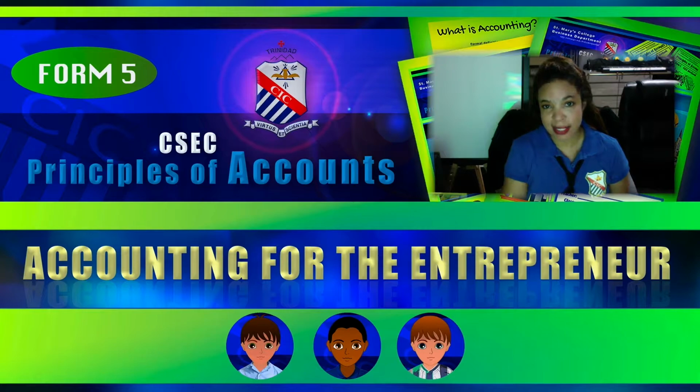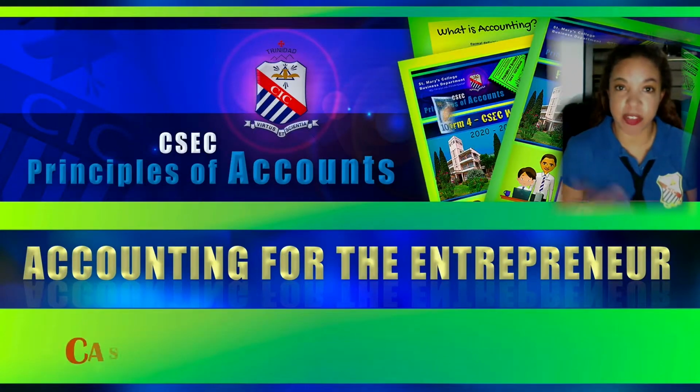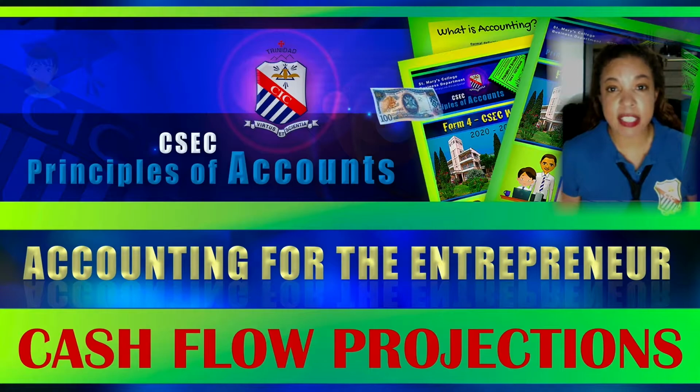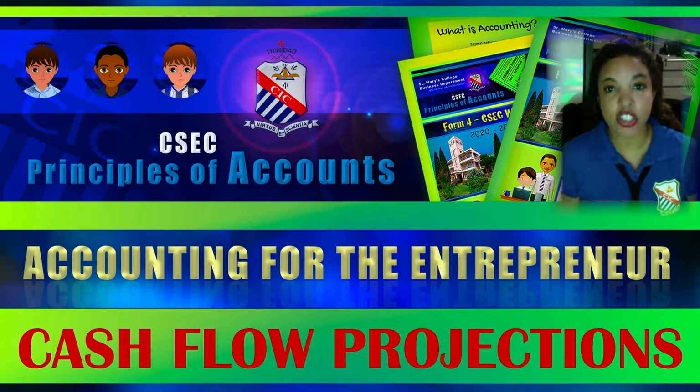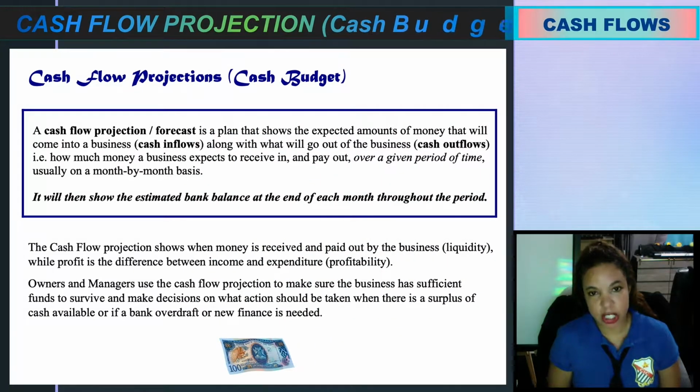Okay, so today's lesson is going to be a part of what we call accounting for the entrepreneur. It is the last section, section 11 in the syllabus, and it includes topics like payroll, budgets, cash flow projections. So today we are not going to start with the payroll or even the sales and production budgets. We'll leave that for another lesson. This lesson is going to be on the cash flow projections, which is basically a cash budget.